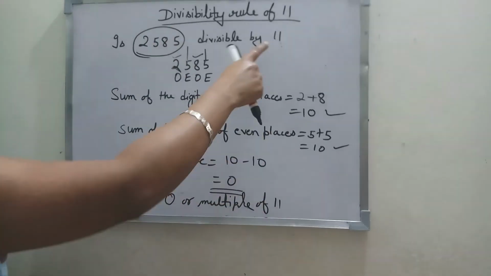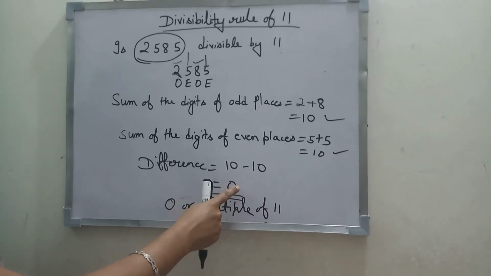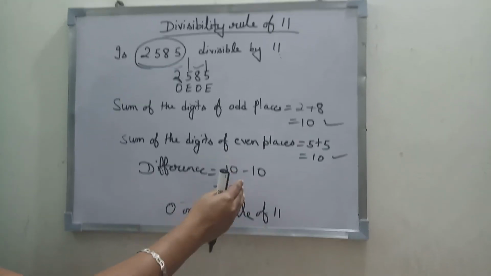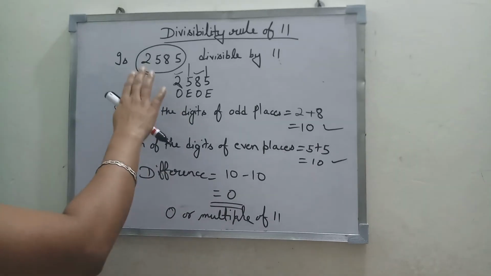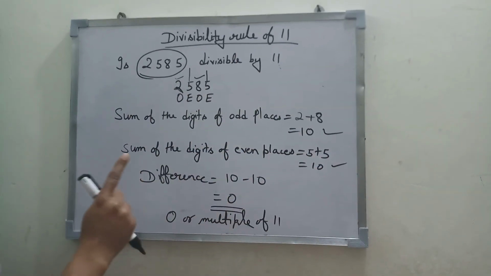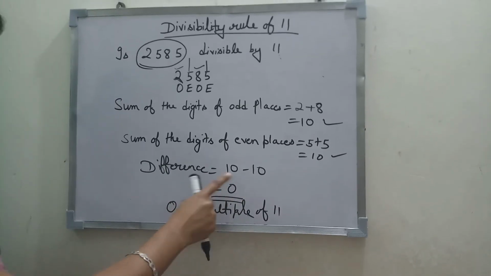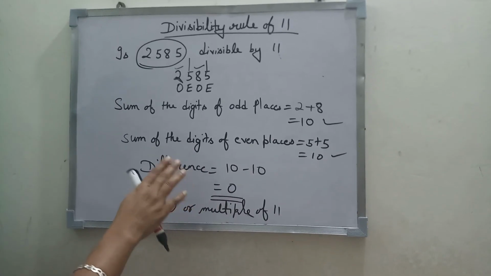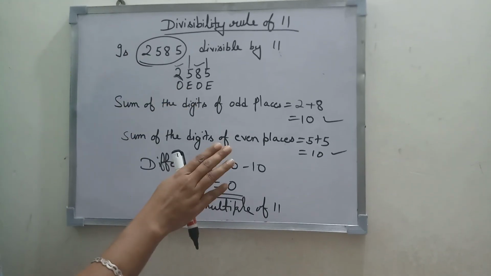But if, in case of 0, suppose the answer is 5, so 5 is not divisible by 11, that means 5 is not a multiple of 11, so therefore the original number will not be divisible by 11. But the important thing which you should keep in your mind is that the difference should be 0 or a multiple of 11. So this is the technique by which you can find out whether a number is divisible by 11 or not.